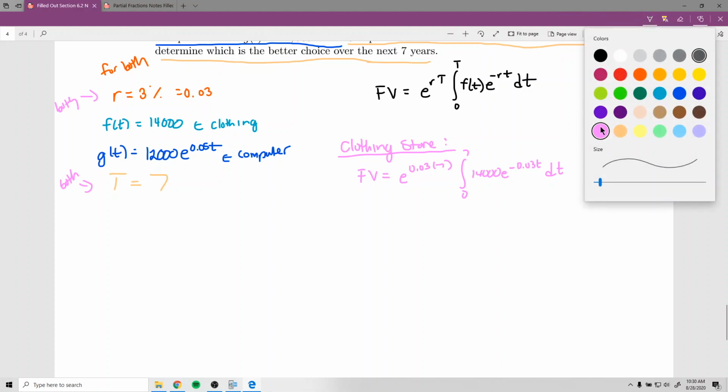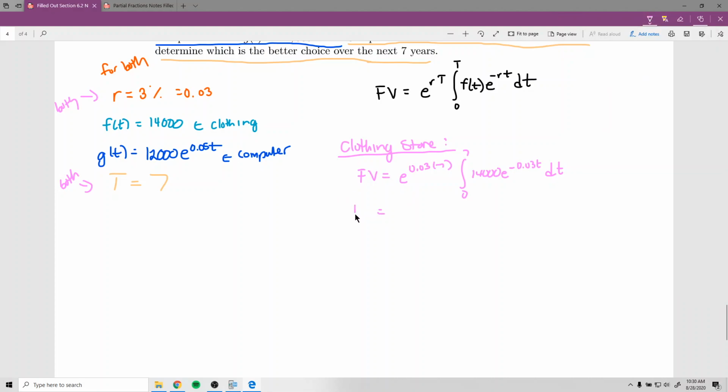Right, now I'm just going to simplify like last time. 0.03 times 7 is 0.21. We can bring the 14,000 out. Integrate from 0 to 7, e to the negative 0.03 t dt. And because I derived that formula in the last problem, I'm going to use it again. I'm not going to do substitution to integrate this every single time. I'm going to use the formula from the previous problem because it's the same type of integral.